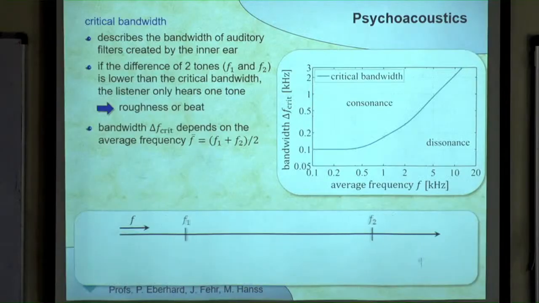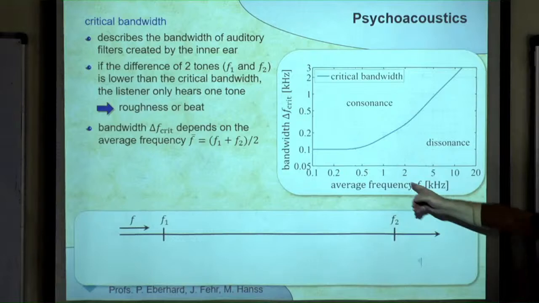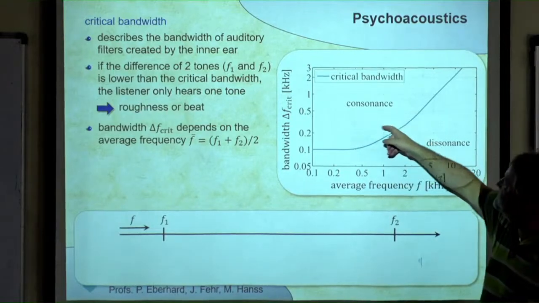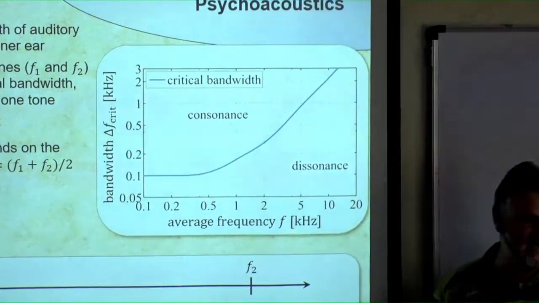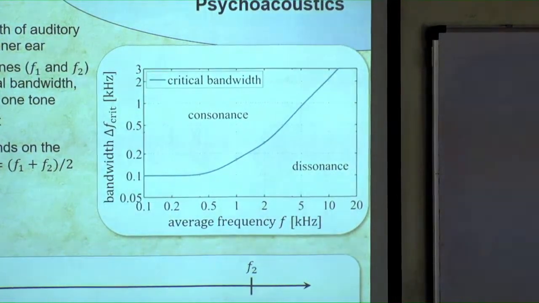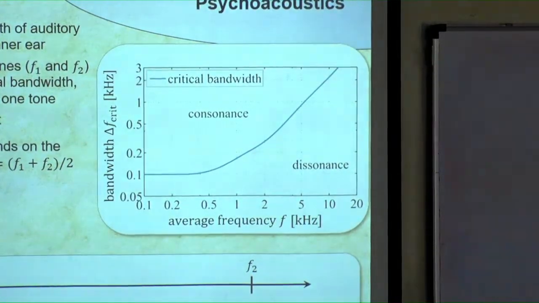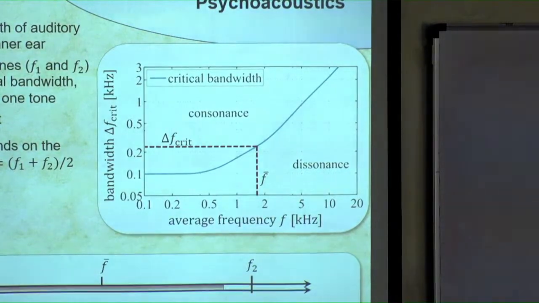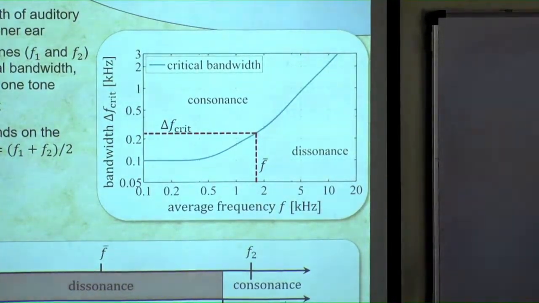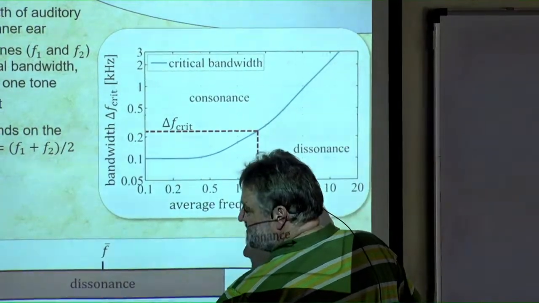So for a certain frequency, for example, for the frequency here, 1 hertz or 2 hertz, you can go up. And then you see here 0.3, for example. And this means there is a certain frequency distance. From this distance, you hear it definitely as two sounds. If you are in the middle, there is a certain area where you only hear one sound.